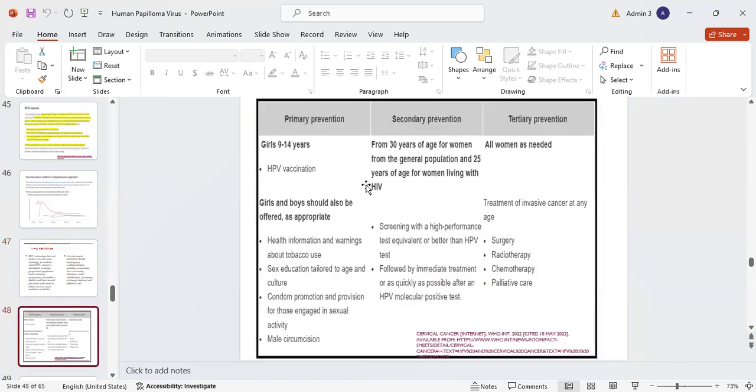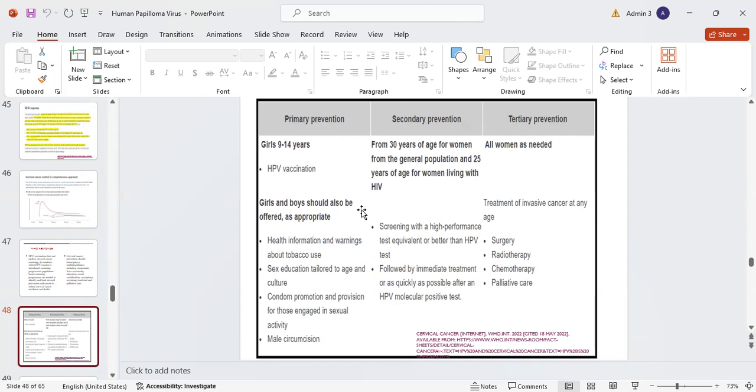Primary prevention includes girls 9 to 14 years of age. There should be HPV vaccination for them. Girls and boys should be offered appropriate health information and a warning about tobacco use. Sex education tailored to age and culture. Condom promotion and provision for those engaged in sexual activity, and male circumcision.